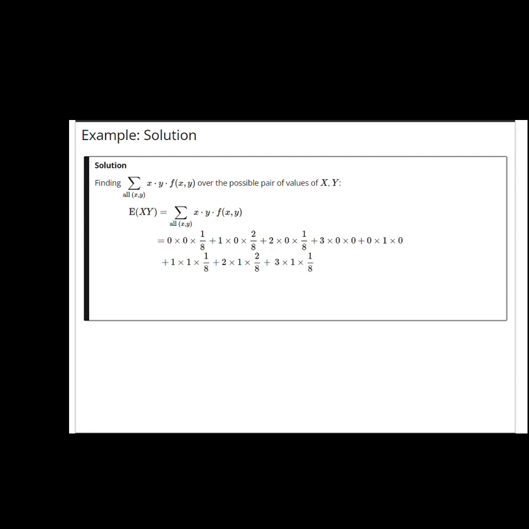And when we do that, you'll notice that for the first row of the table, y is equal to 0, and so x times y is equal to 0. For that reason, below you see things like 0 times 1/8 plus 0 times 2/8 plus 0 times 1/8 plus 0 times 0. In fact, there are only 3 non-zero values corresponding to the last 3 cells. 1 times 1/8 plus 2 times 2/8 plus 3 times 1/8. And this simplifies to 8 over 8, or 1. E of X times Y is equal to 1.